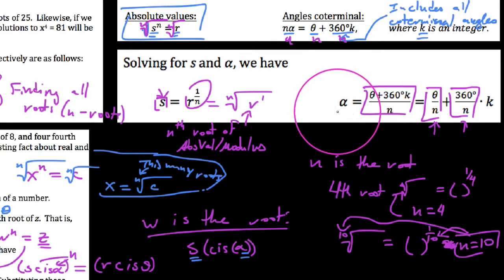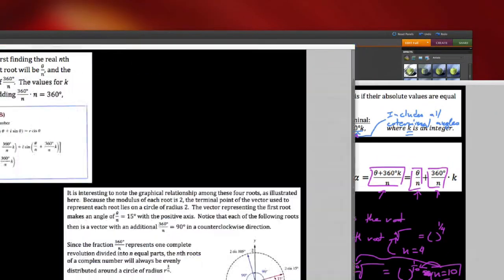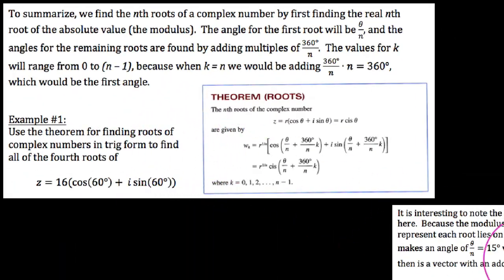So basically, the angle we get on our root would be the original angle just divided by whatever root you're taking here. And we also have to divide the 360 degrees times k by that root. So we're going to put this to practice, and I'm going to show you how this can be accomplished here with a number. But basically, we're going to summarize it.